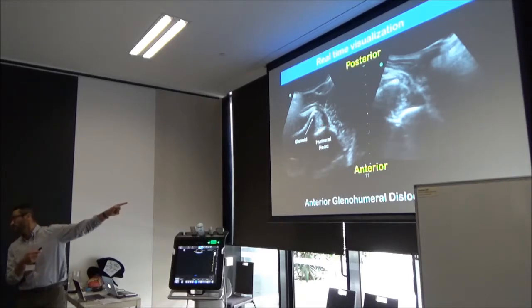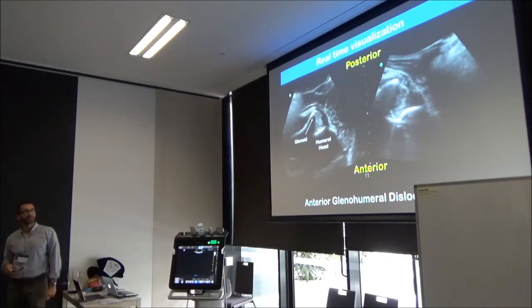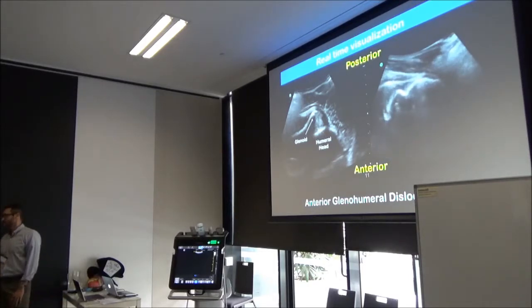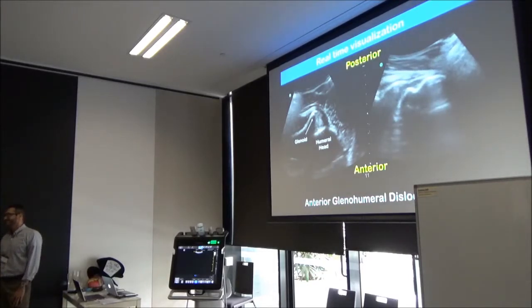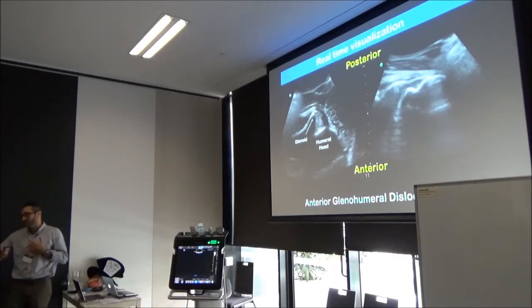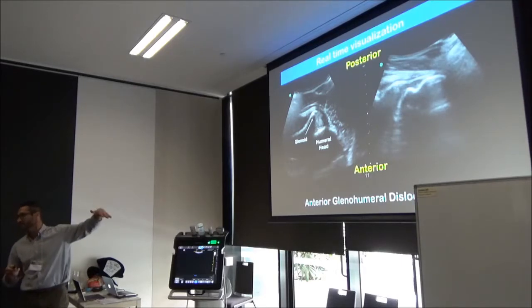So we were just really bored, and we're nerdy, and we reduced it in real time and videoed it. Pop, right? So that's a reduction. Does everybody make sense? That's a shoulder reduction in ultrasound. Not as cool to see it in a person, but you understand the concept now, right? So that was an anterior dislocation that popped right in.